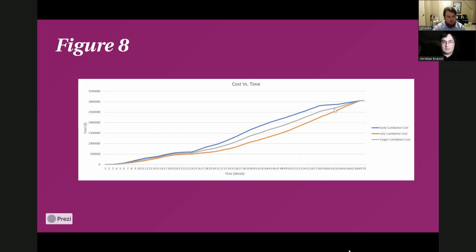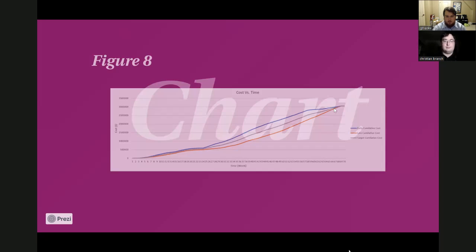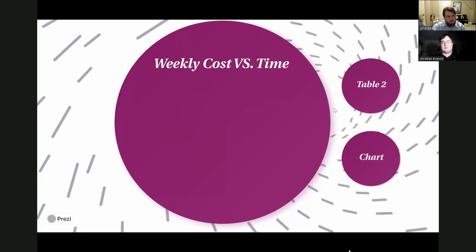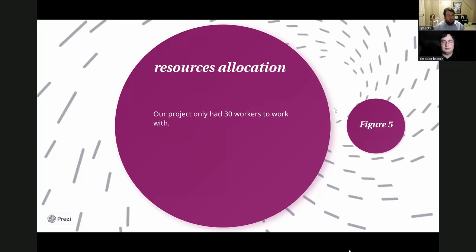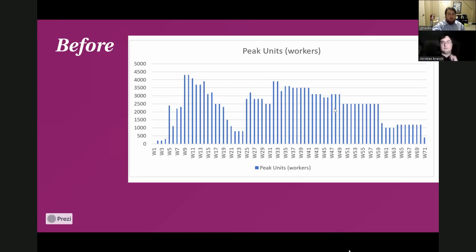And now we move on to resource allocation. Here we take the 30 workers that are required for this project and distribute them across the entire activity. As shown in the figure, this is the before. Since we have 30 workers, it equals out to 3,000%. And as you can see here, the majority of the activities are above 3,000%, which means we are over allocated.